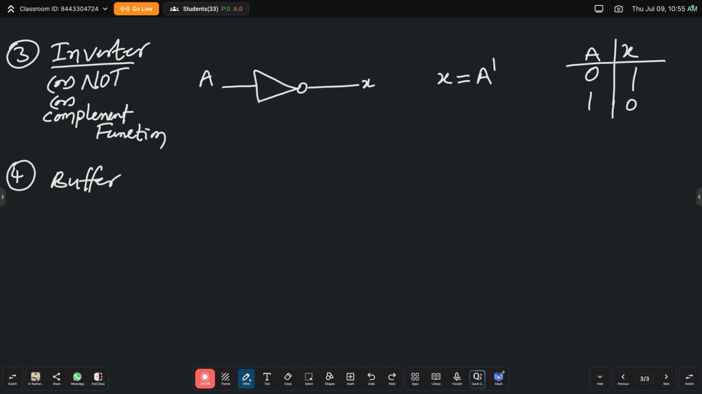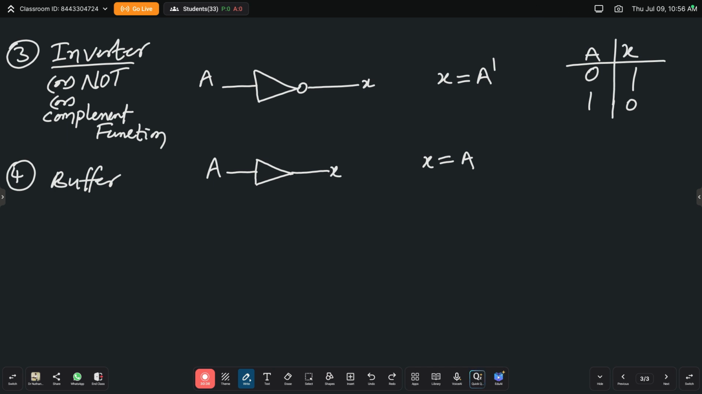Are you clear? So the representation is the same as the inverter, but there is no circle. This triangle symbol is there. There is no circle. So what is the algebraic expression? X equals A. Got it?